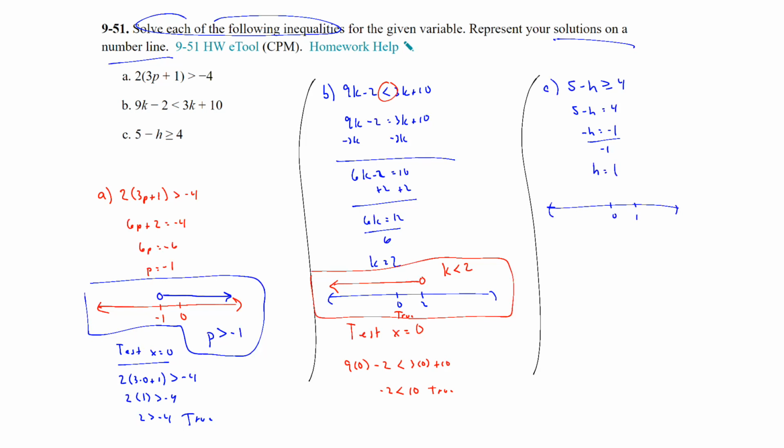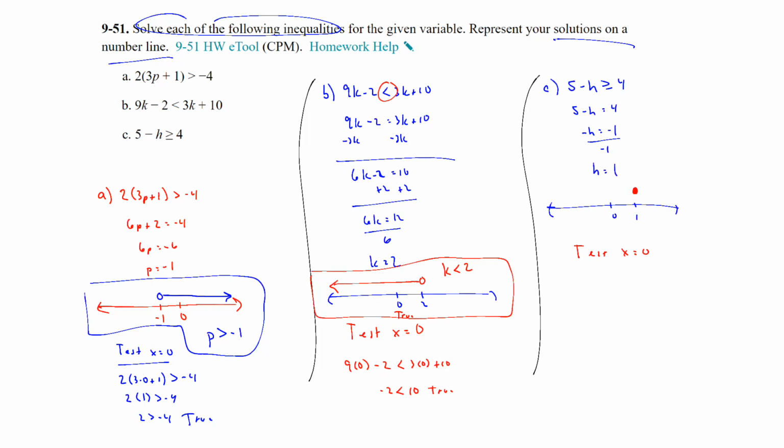Is it an open or closed circle? This one does include the equal sign, so it is part of your solution. So we do need to have a closed circle here. So 1 is a solution. If you plug that in, you'll get 4 is greater than or equal to 4, which is true. And then once again, we need to test some value that is not 1.